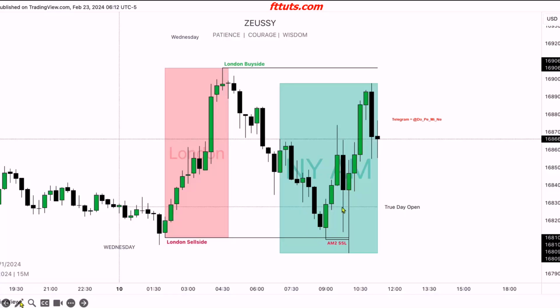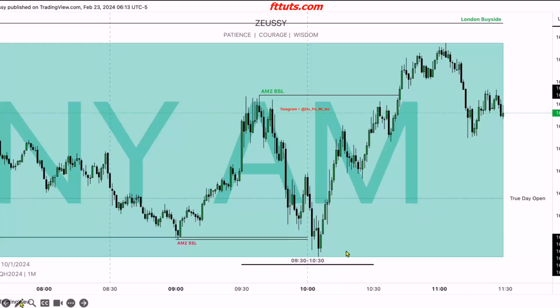What occurs is that during the third 90-minute cycle for the morning session, the market opens up, distributes lower, it manipulates, trapping people into believing that the markets are going to go lower. Below the AM2 sell-side liquidity and below the London sell-side liquidity, smart money goes long, a fractal market maker buy model back into the range of the day thus far, of the London high to the low of this candle right here.